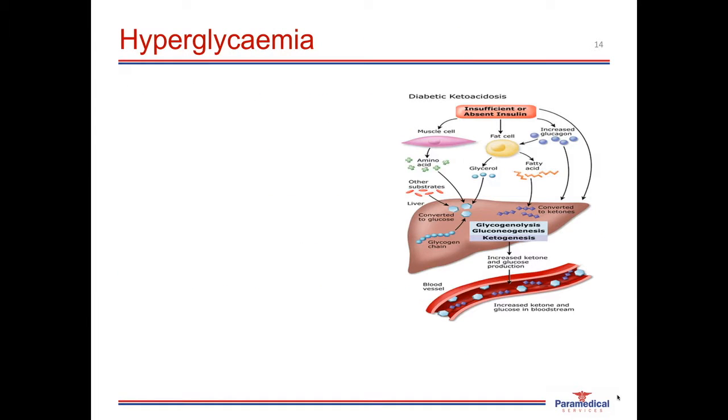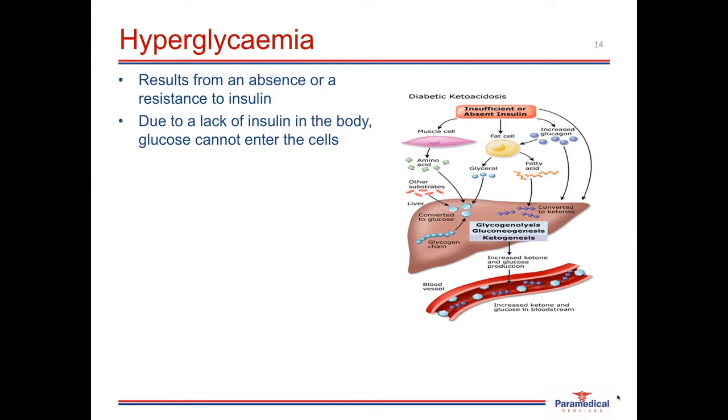The other medical emergency that can occur in diabetic patients is hyperglycemia, which can develop into a dangerous condition called diabetic ketoacidosis. Hyperglycemia results from an absence or a resistance of the tissues to insulin. Due to the lack of insulin, the glucose cannot enter into the body cells, and therefore there's a buildup of sugar in the bloodstream, resulting in the condition called hyperglycemia.